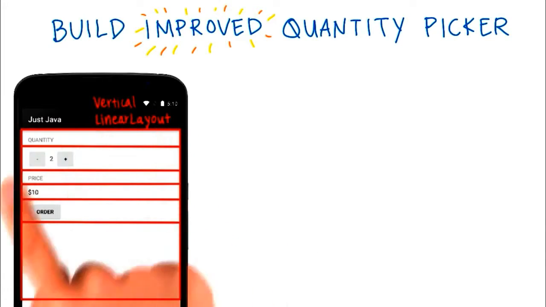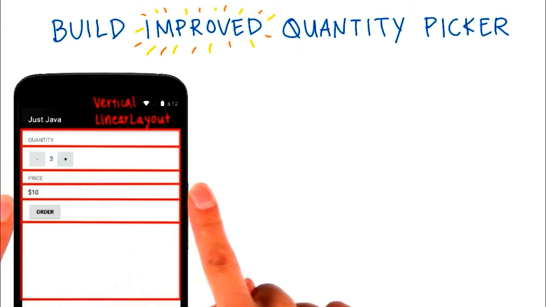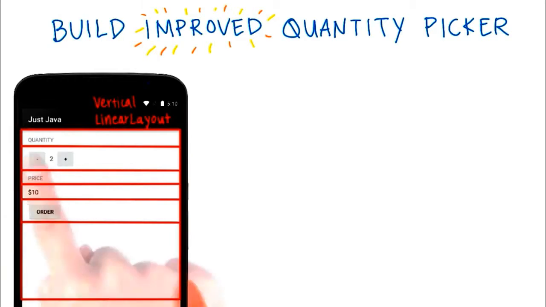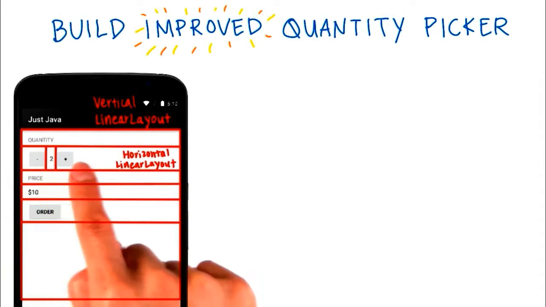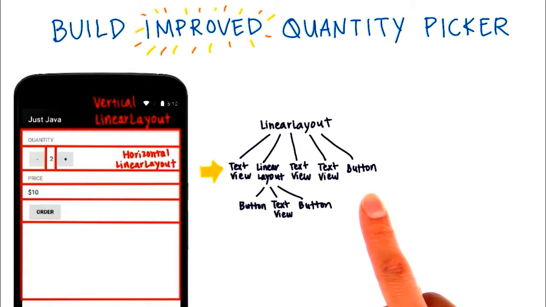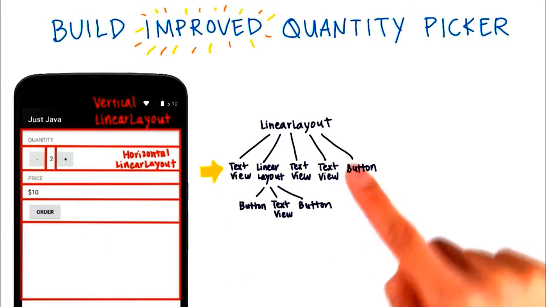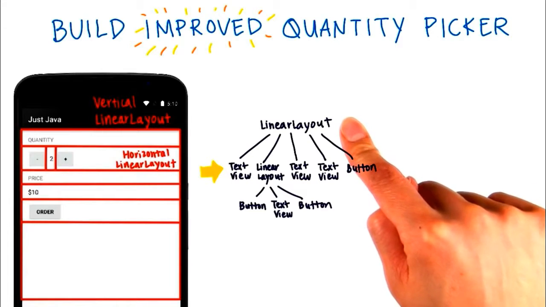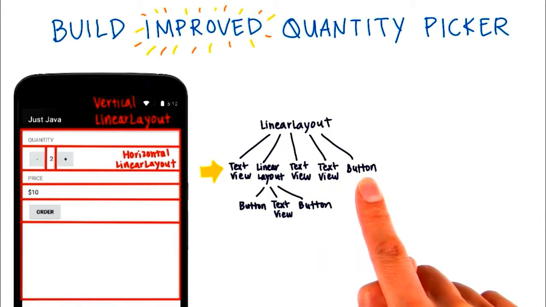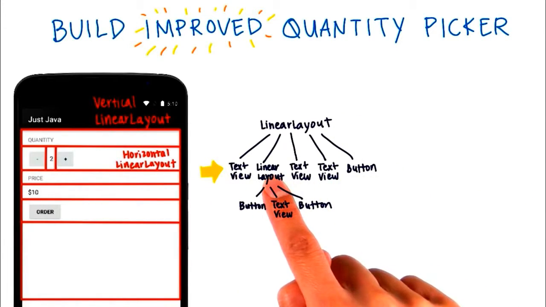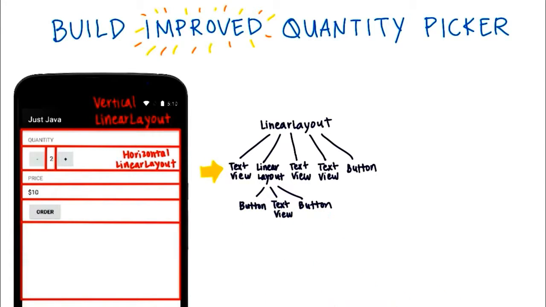First, I look at the screenshot and decide that since the views are in rows, it looks like a vertical linear layout. The second child, though, is not a single view. In fact, that's a horizontal linear layout of 3 views. This is what the view hierarchy diagram would look like. We have a vertical linear layout as a root view, and then 5 children under that. The linear layout itself has 3 children as well.